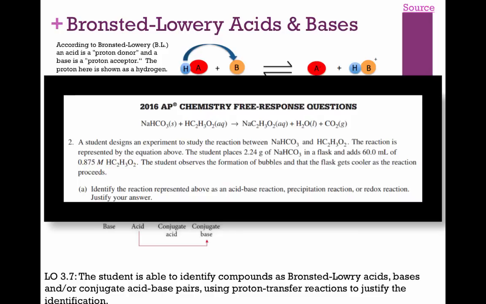Part A says identify the reaction represented above as an acid-base reaction, precipitation reaction, or redox reaction, and justify your answer. So when you answer this question, you can do one of two things. You can look at it and try to recognize it as one of these three types. It can only be one of these three. Or you can use process of elimination to justify. So if it was a precipitation reaction, what should be formed? A solid. Was a solid formed? No. So it can't be precipitation.